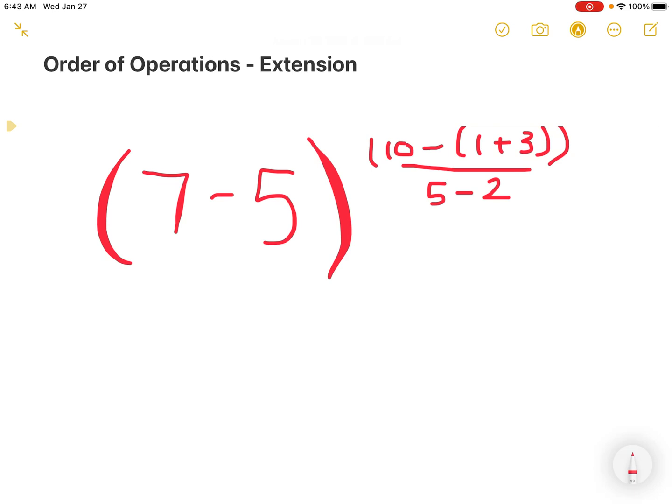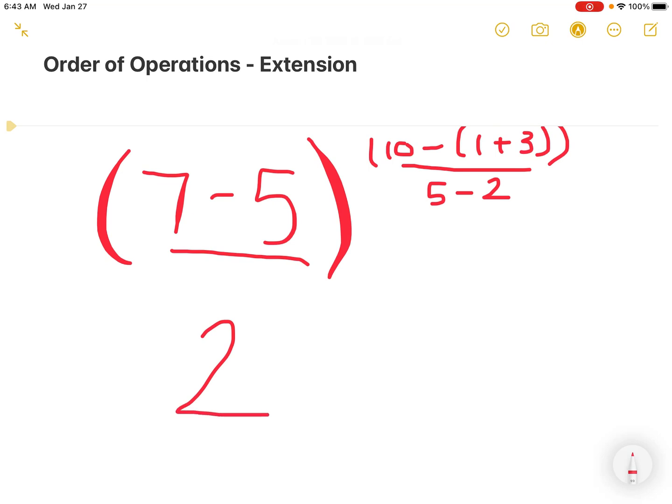So what I'm going to start with, if I'm thinking about PEMDAS, I need to start with parentheses, and I have a lot of different parentheses here, so I'm just going to work my way from left to right. So the first thing I see is 7 minus 5. That's my base. Those are my regular size numbers. 7 minus 5 is 2.